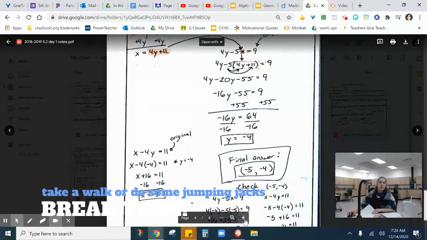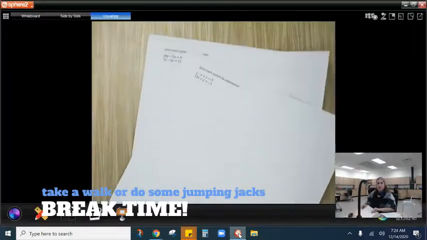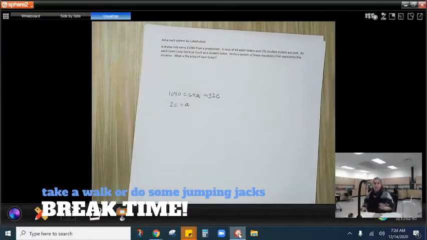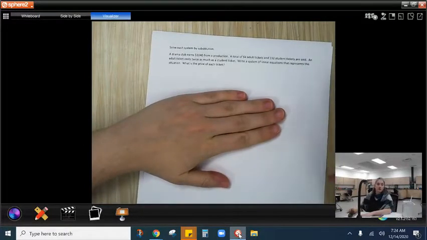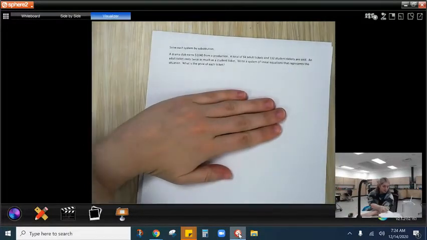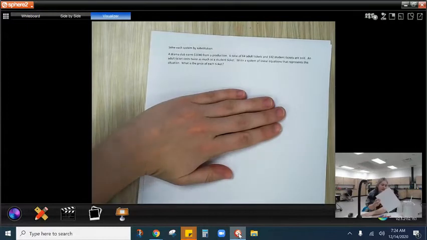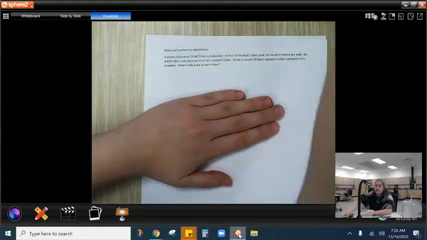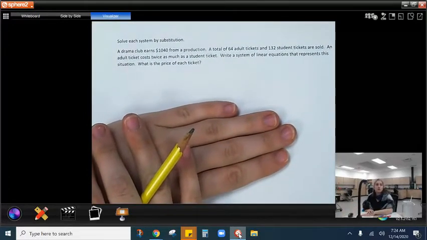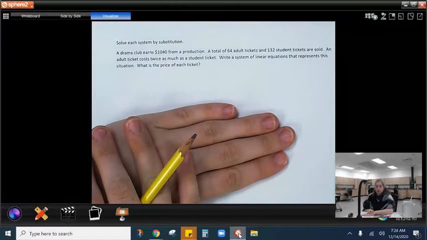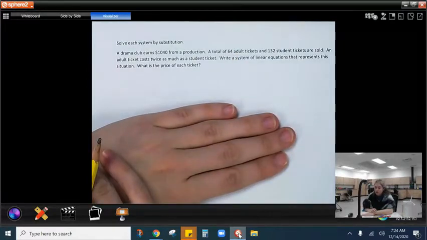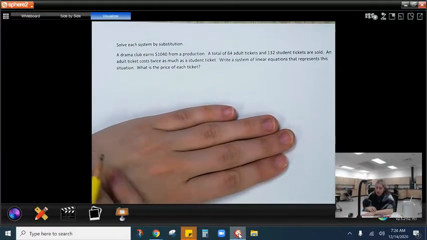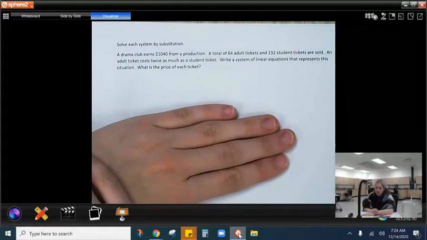All right, the next one that I want us to talk about is, as I flip my page here, there we go, is this guy. We've got a drama club, and they are doing a production. It is $1,040 is what they earn. They sell a total of 64 adult tickets and 132 student tickets or children tickets. An adult ticket costs twice as much as a student ticket. So we want to write a system and solve it to find out what's the price.